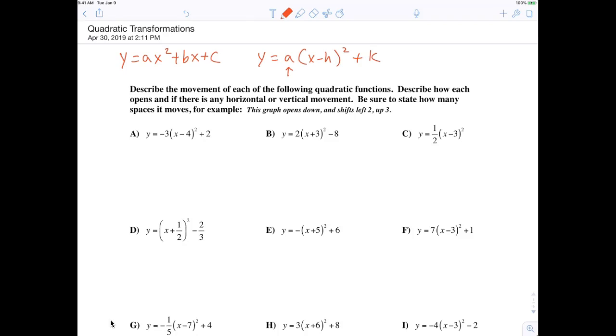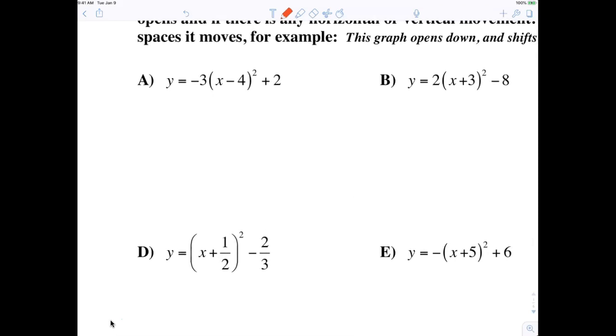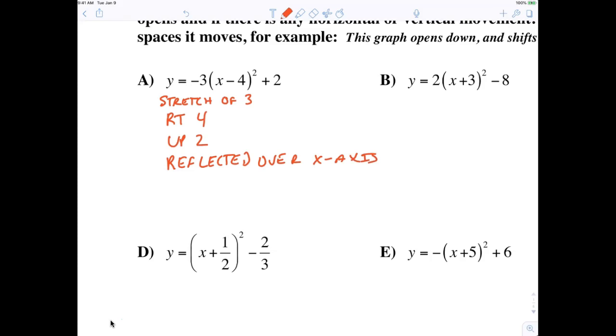So we're going to say for a, there's a stretch of 3, right 4, up 2, and reflected over the x-axis. And then we'll talk about what the actual graph looks like in a few minutes.